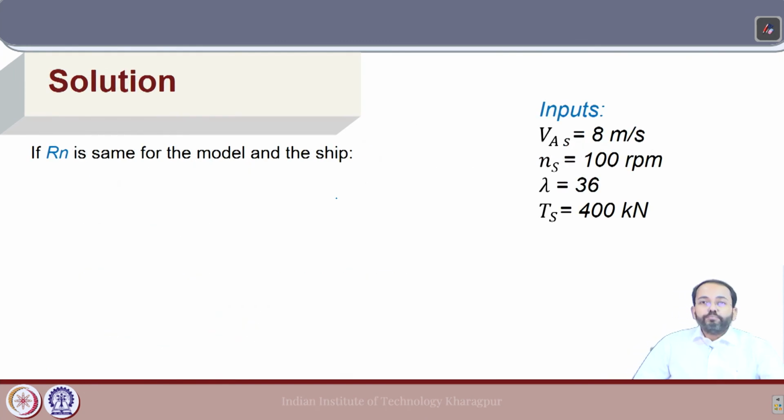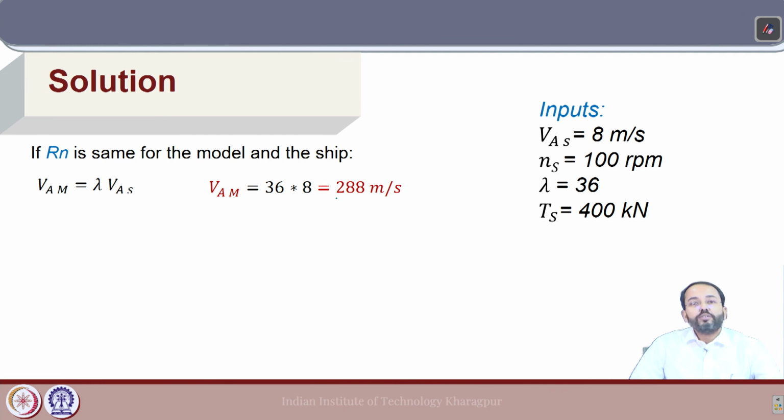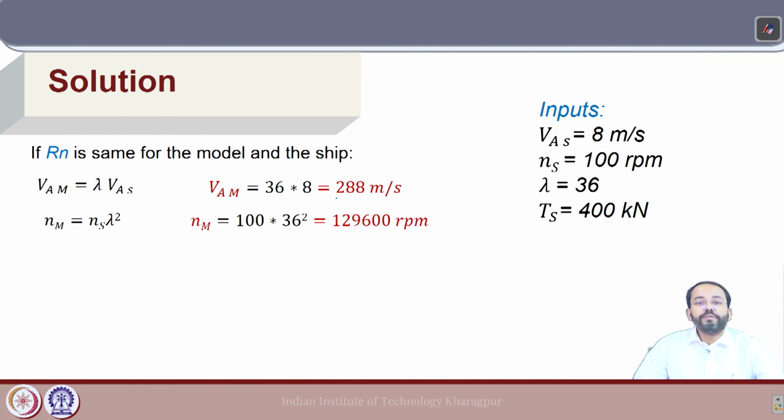So, using these inputs, let us start with the Reynolds similarity. We have seen that for Reynolds similarity, the advance velocity in the model scale will be lambda times the advance velocity in the full scale. So, that gives a model scale velocity of advance as 36 times 8, where 36 is the scale ratio. So, we have a very high model scale advance velocity of 288 meter per second. Similarly, using the equation for rotational speed, we see that the model scale RPM is also considerably high.